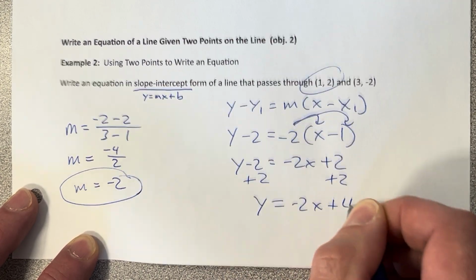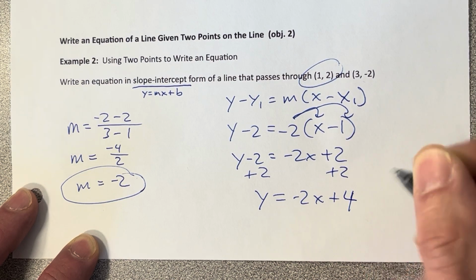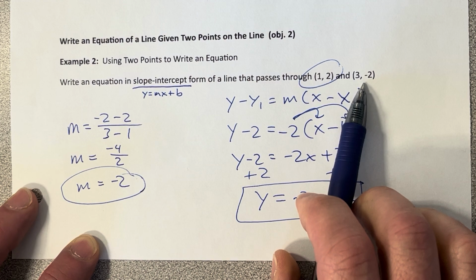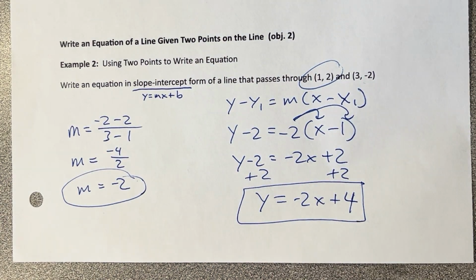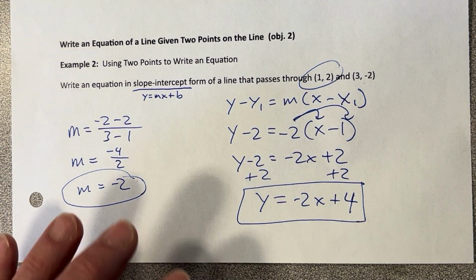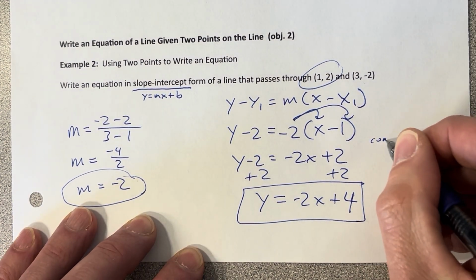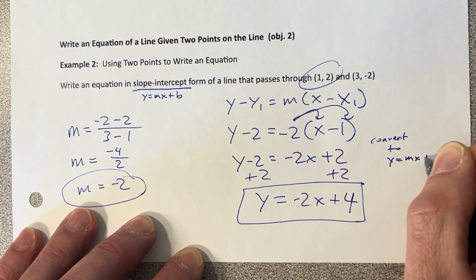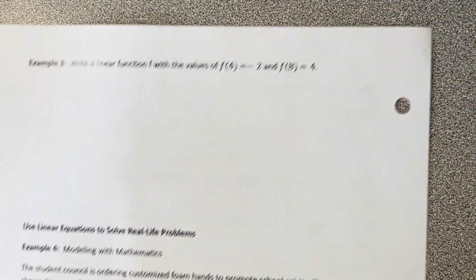And slope-intercept form is y equals negative 2x plus 4. And the cool thing is if we had used 3, negative 2 instead, we would have gotten the exact same answer. And I'm totally serious about that, okay? So right here, we were converting to y equals mx plus b. Okay, all right, so let's turn it over, try some more.